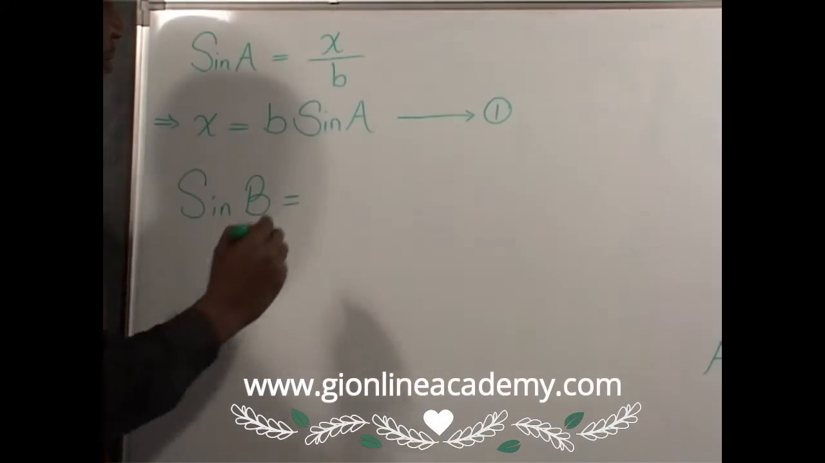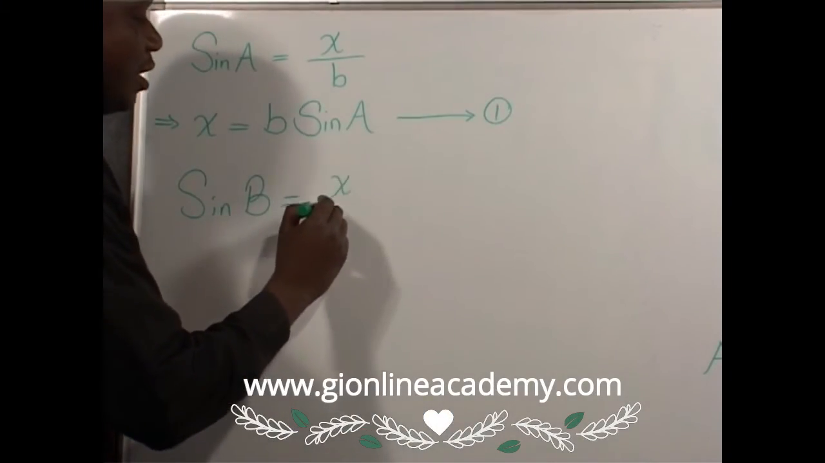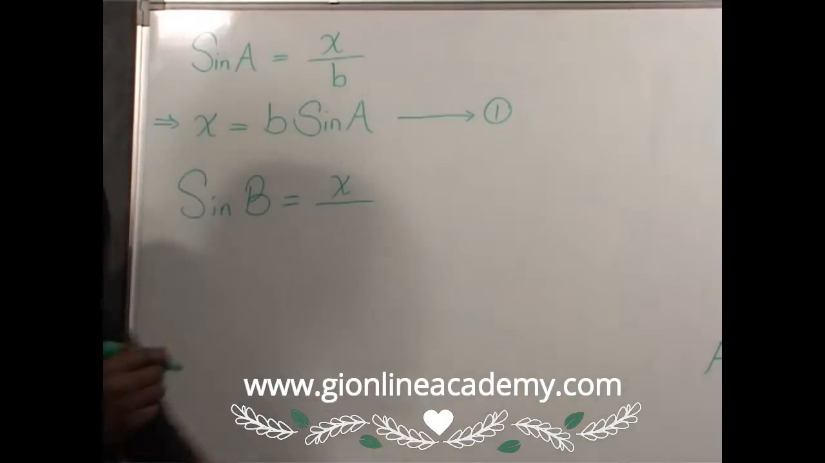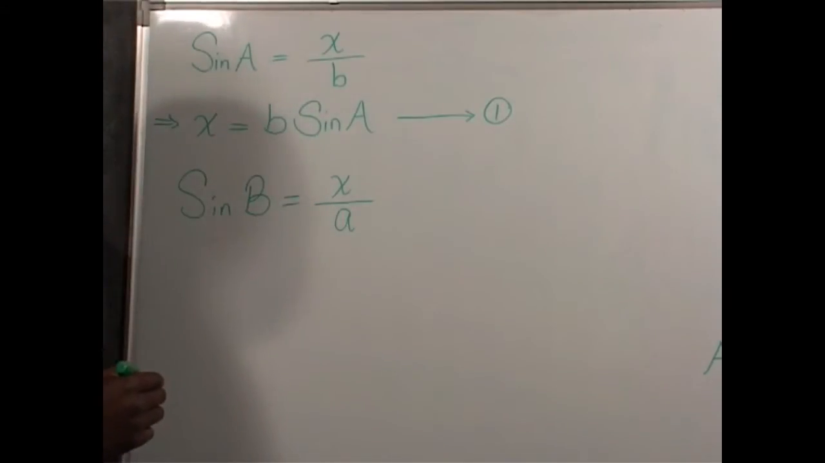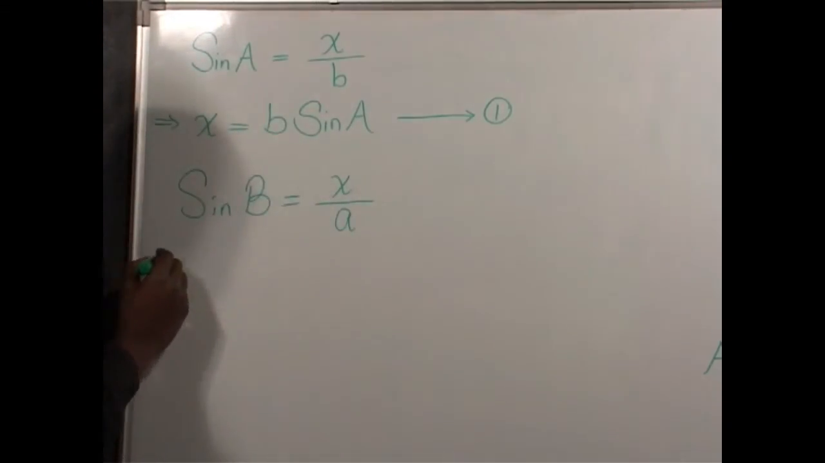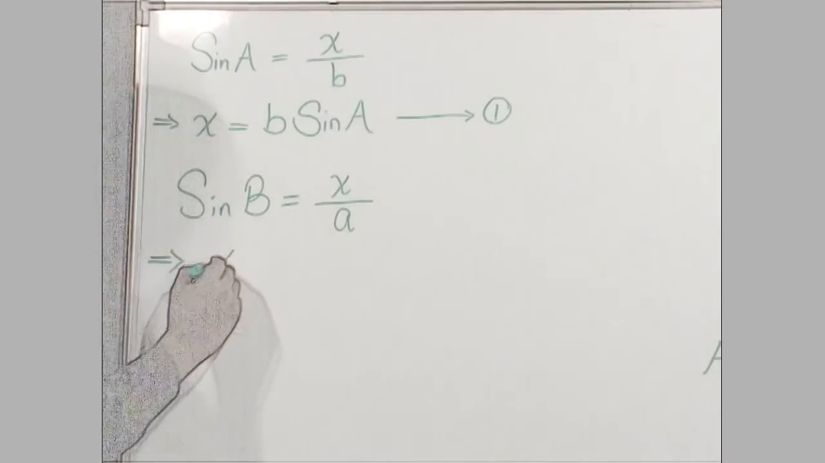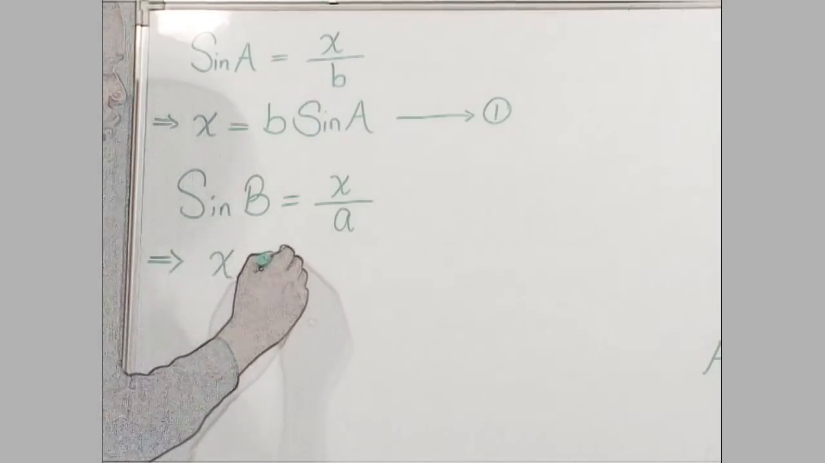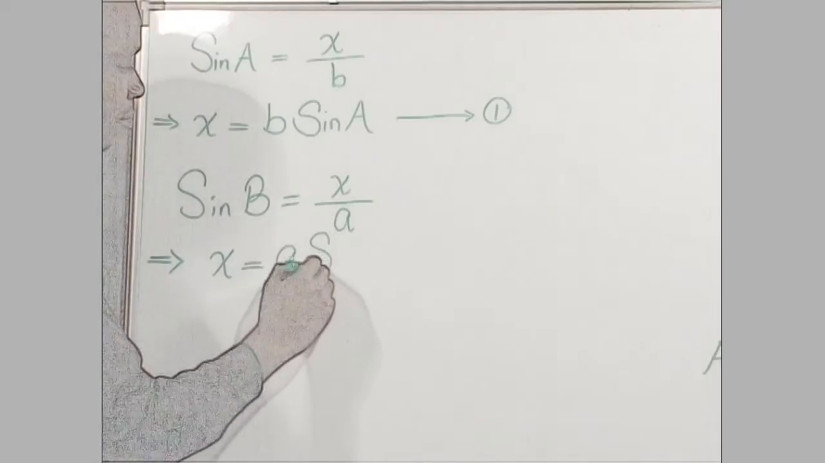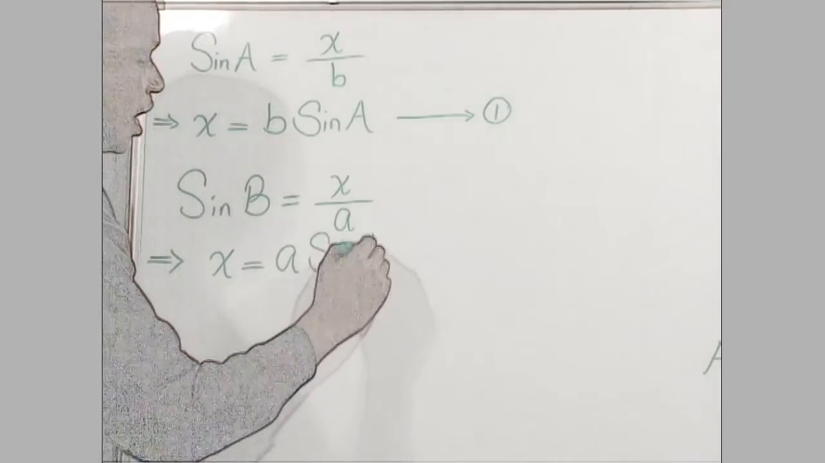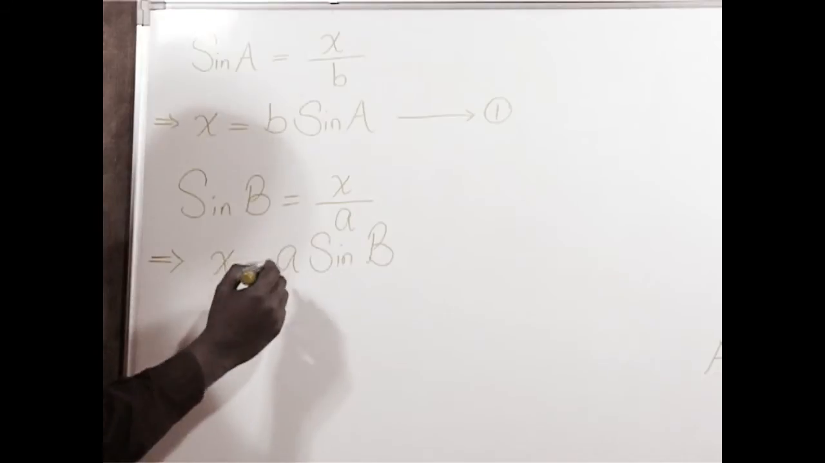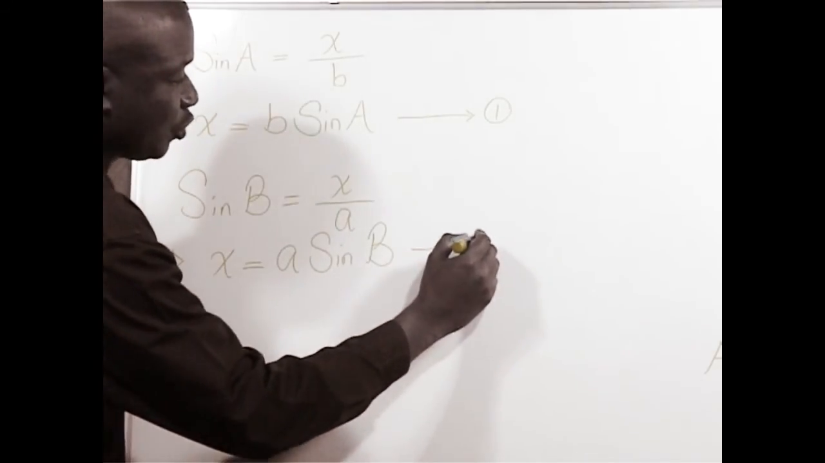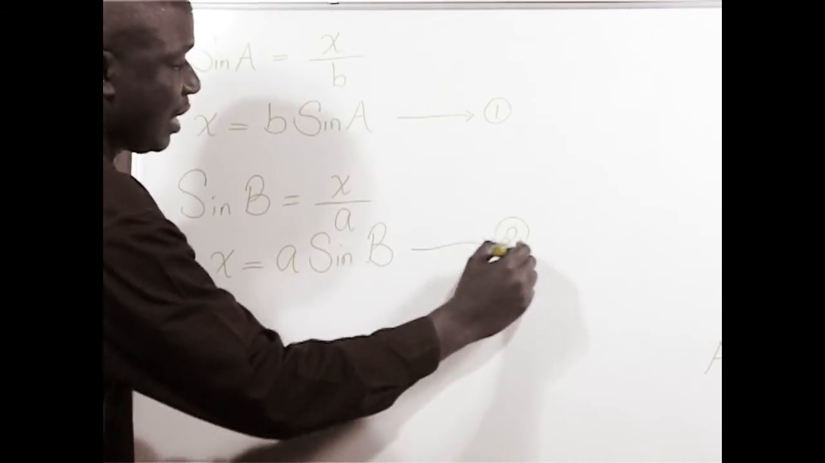to the angle B is x divided by the hypotenuse, which is denoted by small letter a. When x is made the subject of the formula, x is going to be equal to a multiplied by the sine of the angle at B. So like the answer was given to me, x is equal to a sine B, we are going to reserve it and label it as equation number 2.